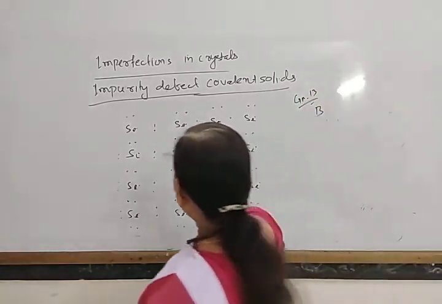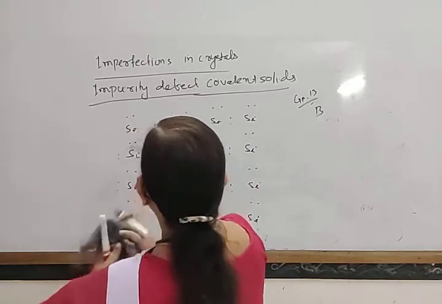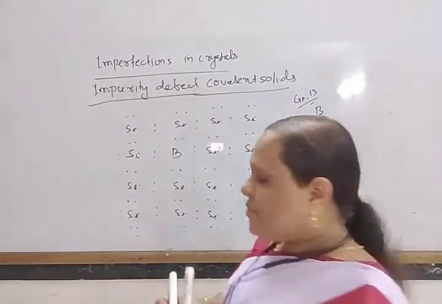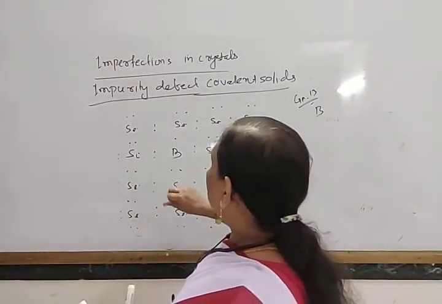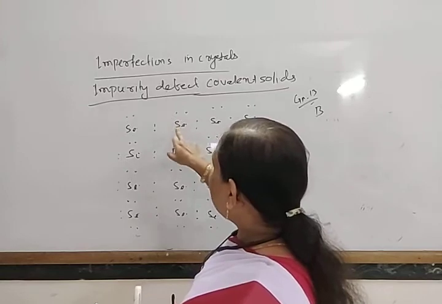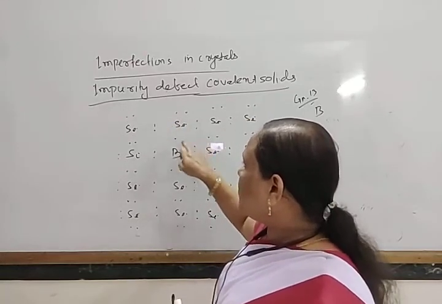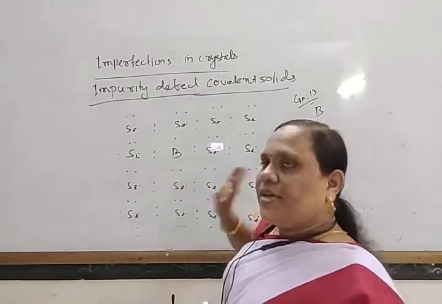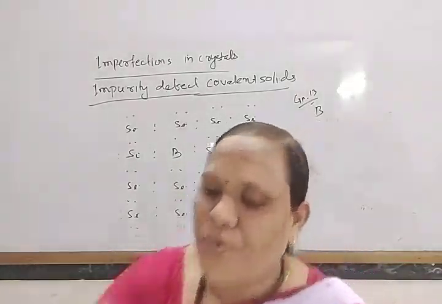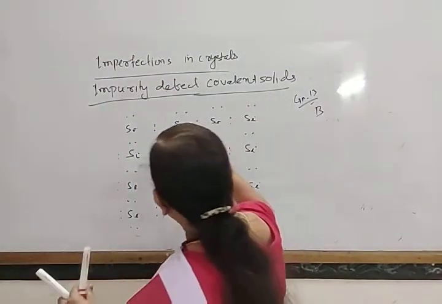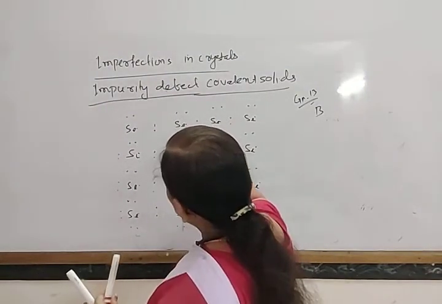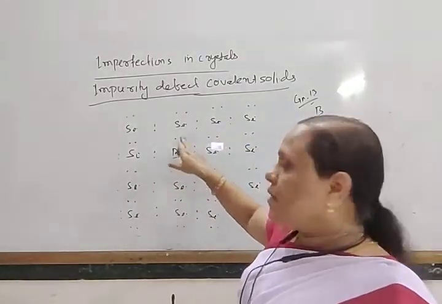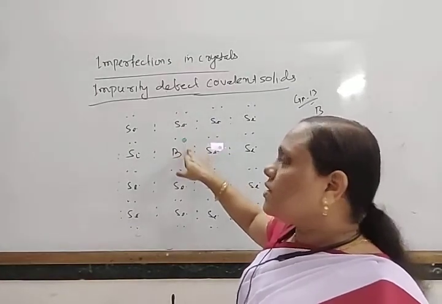Then what happens? In place of one silicon atom, there remains one boron atom, and boron has 3 valence electrons. So when it forms bonds, silicon has 4 electrons, 1, 2, 3, 4, but boron has only 1, 2, 3. In this way, a hole is created. No bonding takes place here. A hole is created between the silicon and boron.